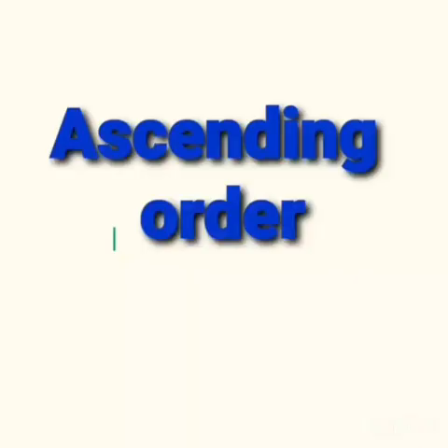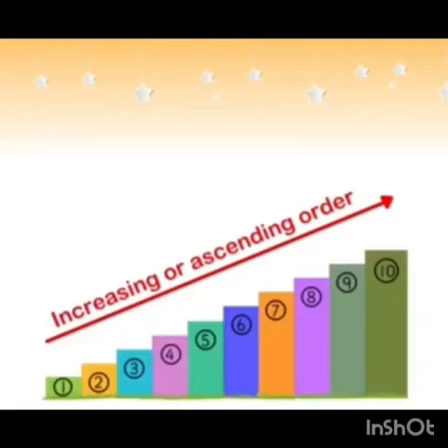Let us learn about the ascending order. What do you mean by ascending order? Students, see this picture. When we arrange numbers from smallest to the greatest, we call it ascending order. It means smallest to the greatest number.